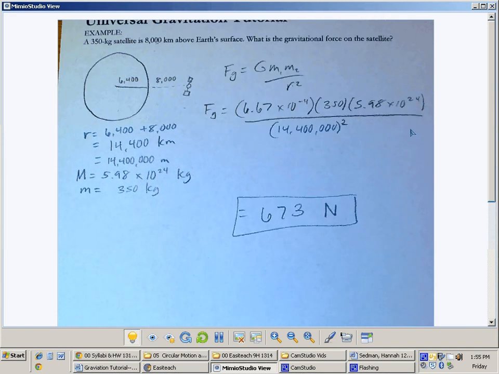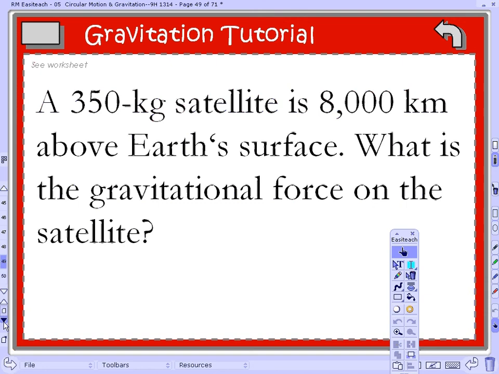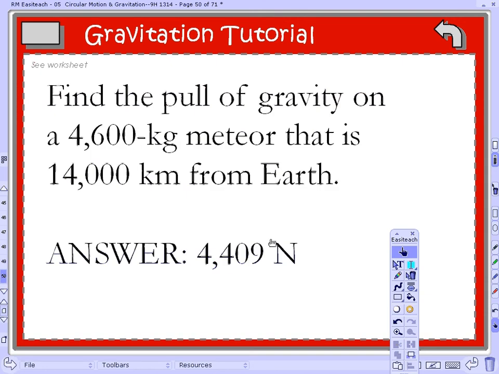Now, you try this one. Try this one and see if you get the answer of 4,409 newtons. Find the pull of gravity on a 4,600 kilogram meteor that's 14,000 kilometers from Earth.